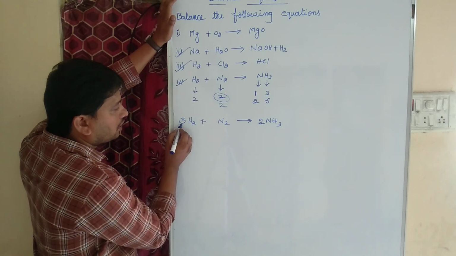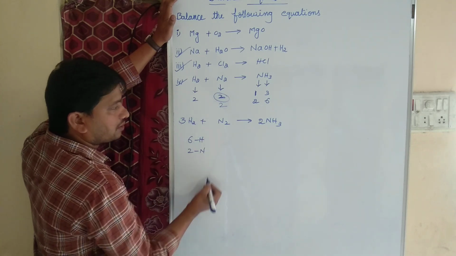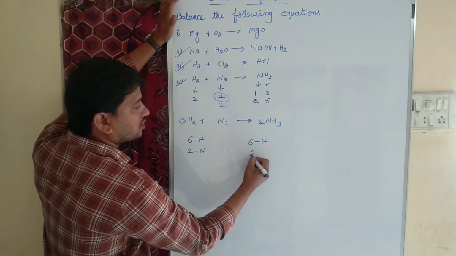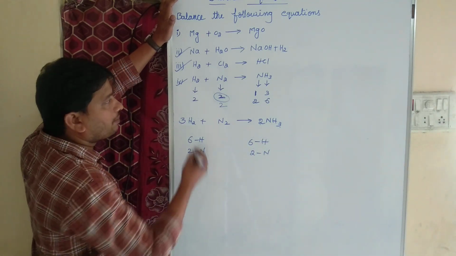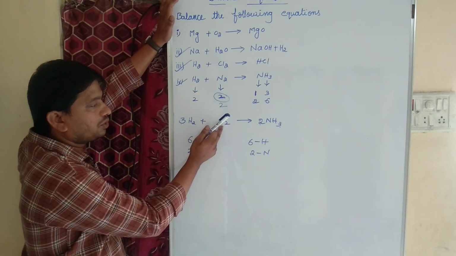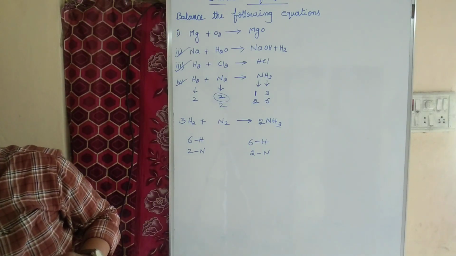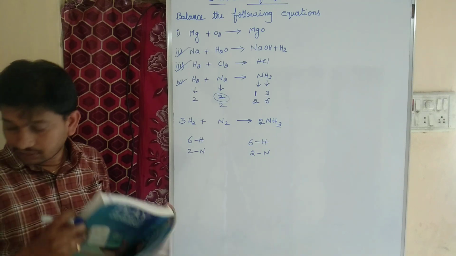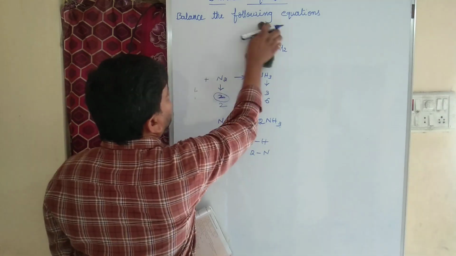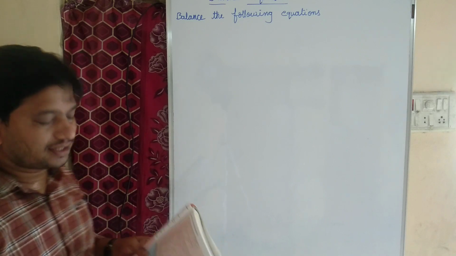So this will become what? Now 3 into 2, that is 6 hydrogen atoms, as well as 2 nitrogen atoms. Here also 2 into 3, 6 hydrogen atoms, as well as 2 nitrogen atoms. So what is the balanced equation for H2 plus N2 gives rise to NH3? That is 3H2 plus N2 gives rise to 2NH3. Right, children? Okay, let us see a few more examples of how to balance a chemical equation. These are somewhat basic chemical equations. For better understanding, I explained the basic balancing equations first.